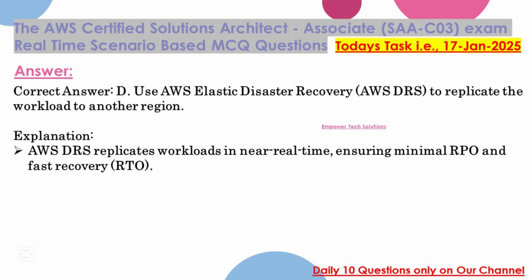Correct answer: D. Use AWS Elastic Disaster Recovery, AWS DRS, to replicate the workload to another region. Explanation: AWS DRS replicates workloads in near real-time, ensuring minimal RPO and fast recovery, RTO.